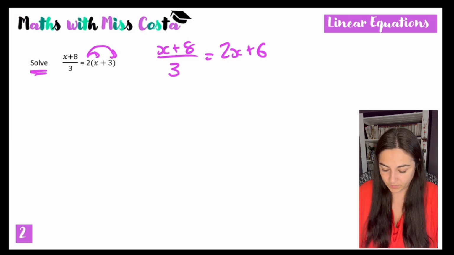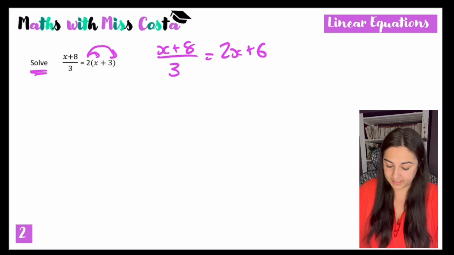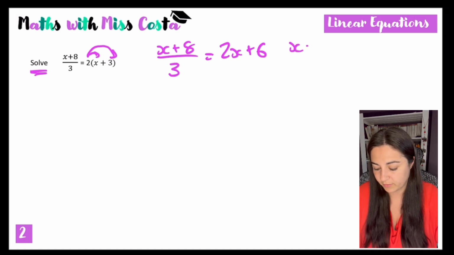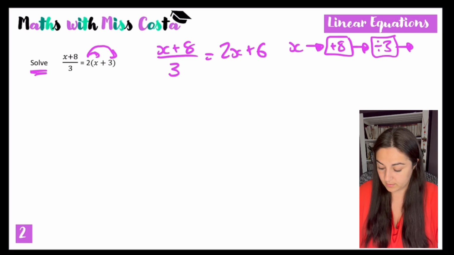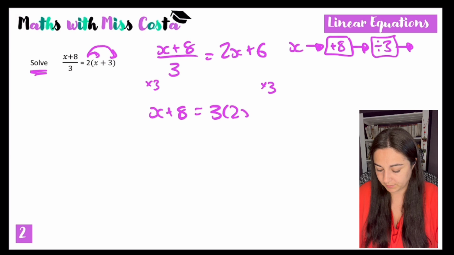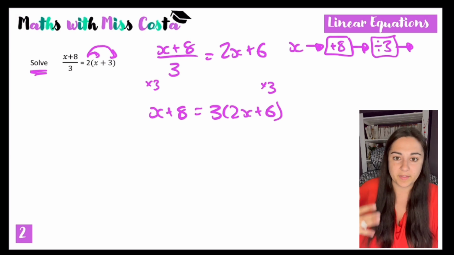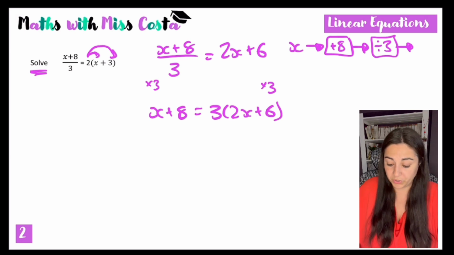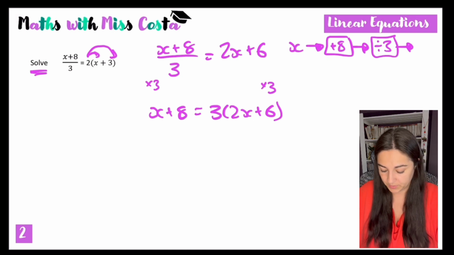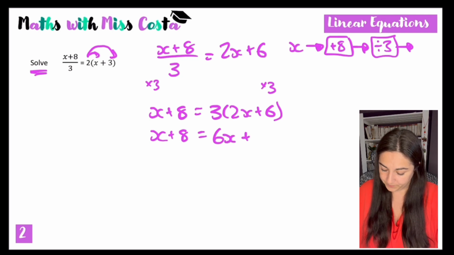Then what could I do? Well, x plus 8 is being divided by 3. Remember, you could use a little flow diagram to remember what order the operations are occurring in, or you might know how to do that without needing a flow diagram. You know that the first thing you need to do is multiply both sides by 3. So we've got x plus 8 equals 3 lots of 2x plus 6. Now, if you're multiplying two terms by the same thing, you can put it in brackets, or you could multiply it and expand the brackets out, up to you. So let's expand them. x plus 8 equals 6x plus 18.